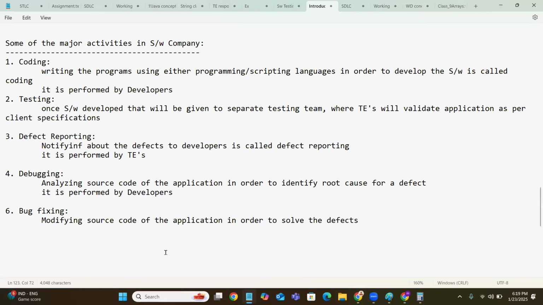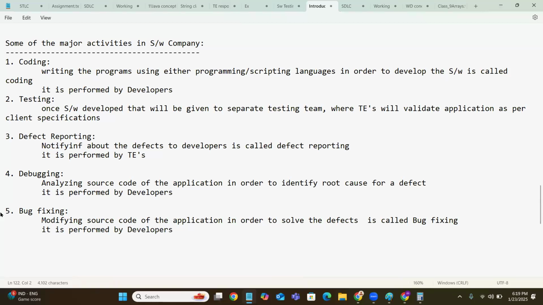Modifying the source code of the application in order to solve the defects is called bug fixing. Who is responsible? It is performed by developers only. This is the fifth one, right? That is the coding we are going to do.